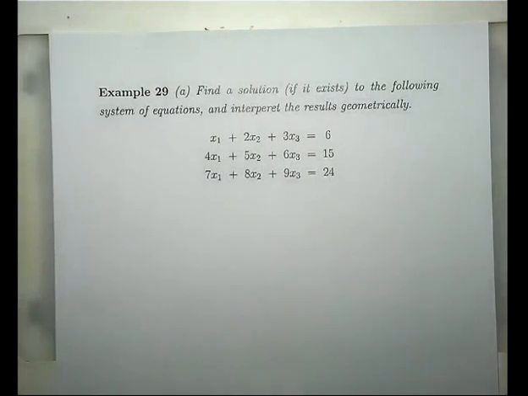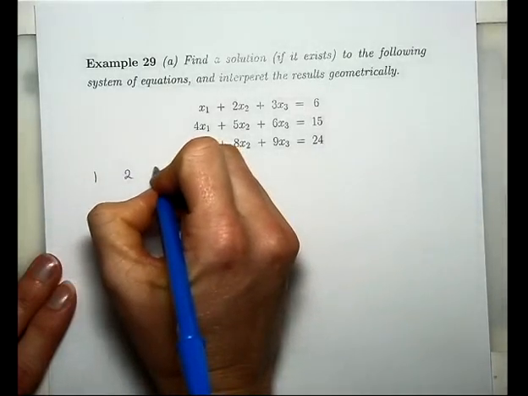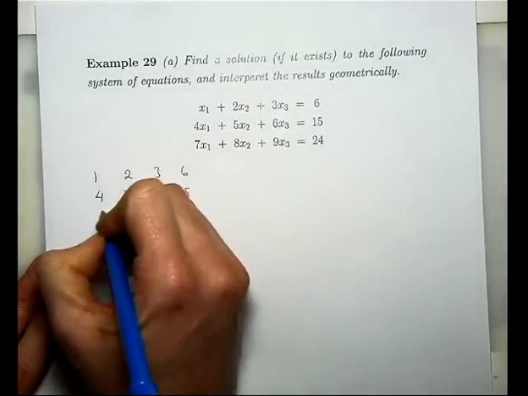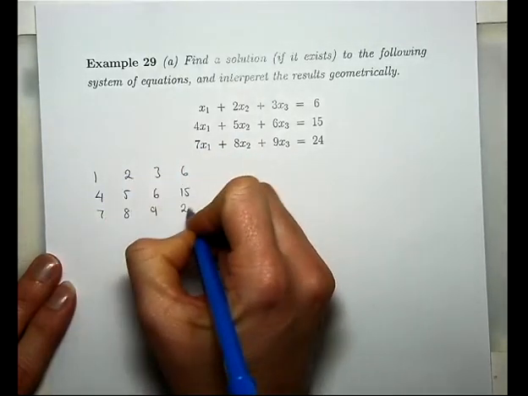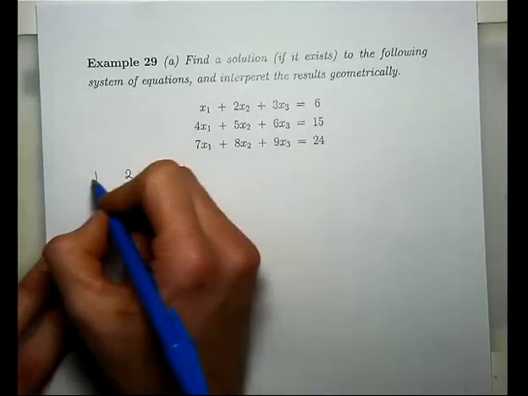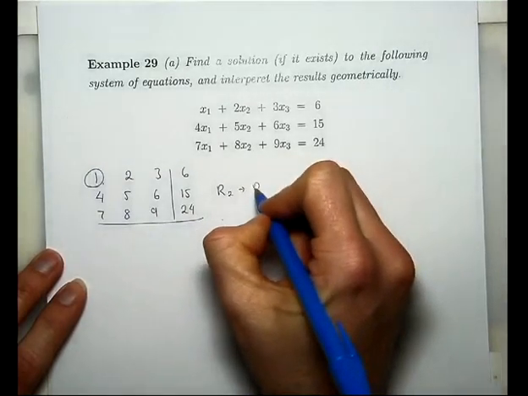All right. Whole long string of examples. All right, find a solution if it exists to the following system of equations. Same question again. Okay, so we're going to do the same row operations again. We're going to pivot on this top corner. Row 2.